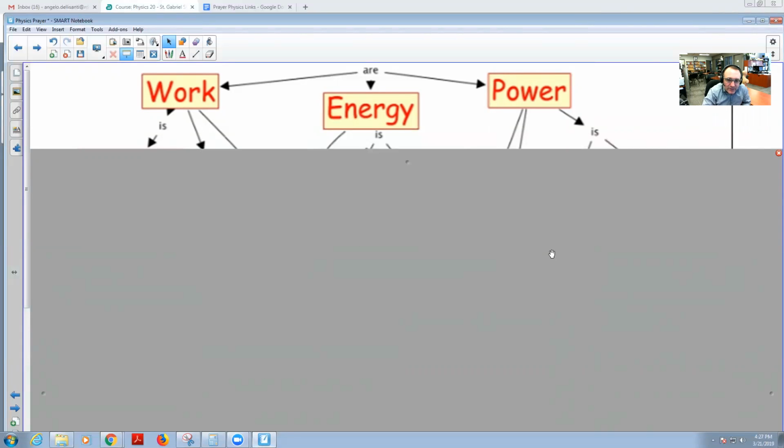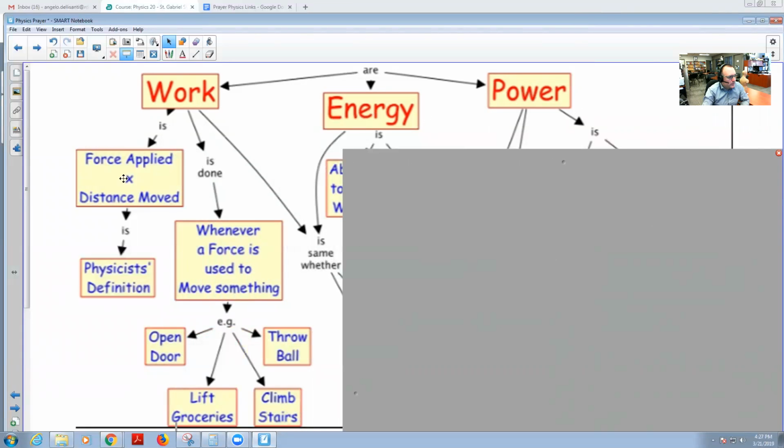It is going to introduce you to work, which you did talk about last year in grade 10, and it's going to expand to energy and power. So work, energy and power, and then it will break down into what work is. As you know, it's a physics term. Work means force times the displacement.